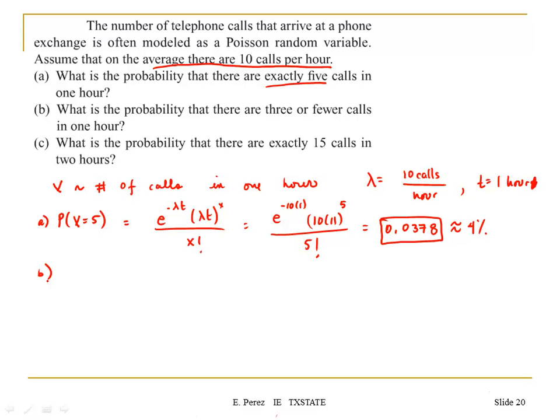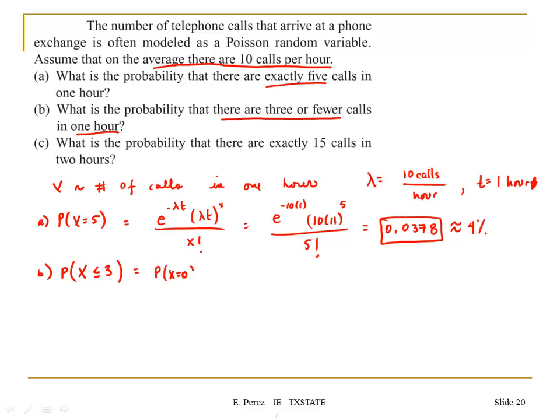Part B, what is the probability that there are 3 or fewer calls in 1 hour? So how would you state that one? That's correct. Because 3 or fewer, we are looking at an upper bound. That's the top value, 3. And we want to know what is the probability of having 3 or fewer. So here we have less than or equal to 3. Again, we have the same parameters. This is in 1 hour.